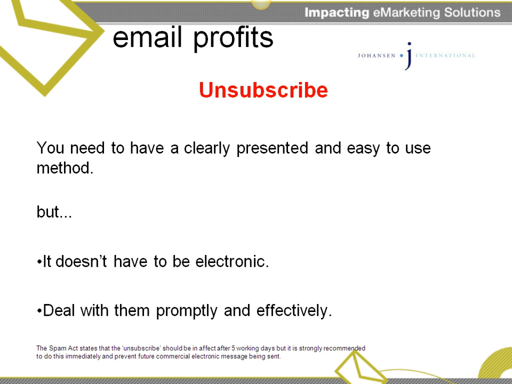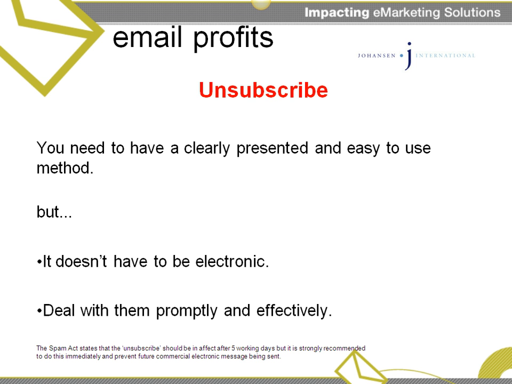Okay, the third step is unsubscribe, which is critical to look at. You need to really have this clearly presented in your message, in the email message, and it must be easy to use. But it doesn't have to be electronic. That's a fallacy I often hear from people. Do I need an electronic unsubscribe facility? The answer is no, but it must be easily presented on how they can get off your list. So that could be by a return email with unsubscribe in the mailing list. It could be phone this number, but you must make it easy for people.